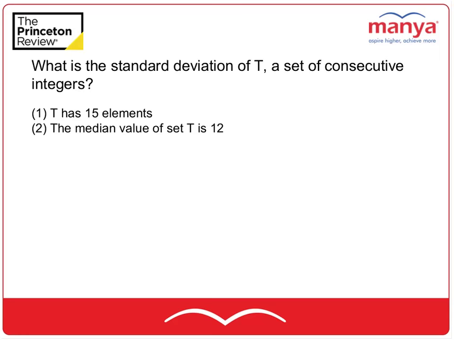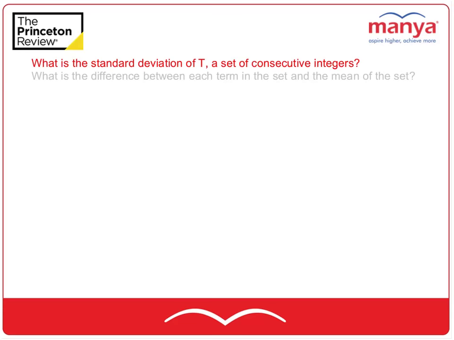So now moving on with statement 1. 15 elements are there. So how are we to give the value? When they say a set of consecutive integers, the difference between each term in the set and the mean gives the standard deviation. When the set is consecutive integers, the difference is going to be the same. The standard deviation is based on the difference between each term in the set and the mean of the set, because we need the mean to find the standard deviation.